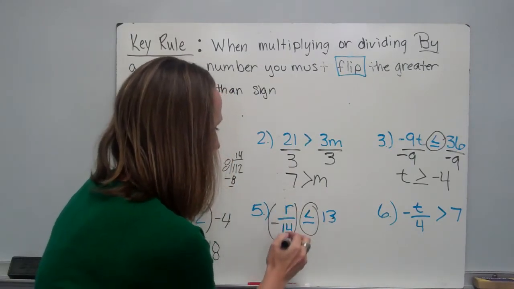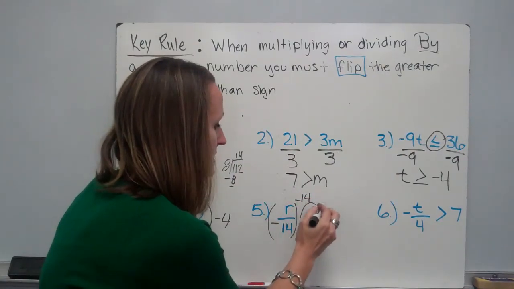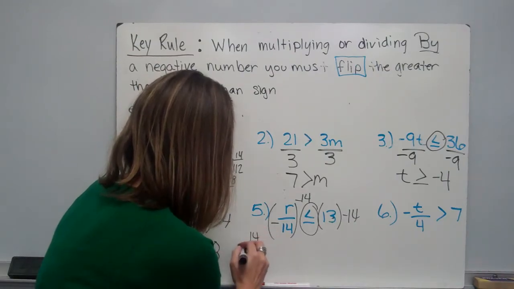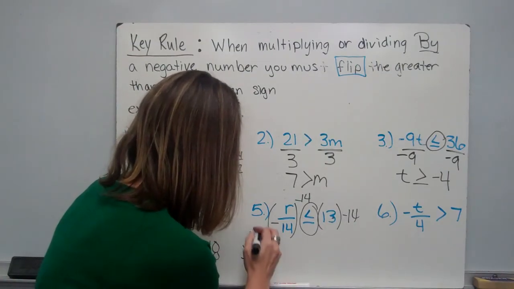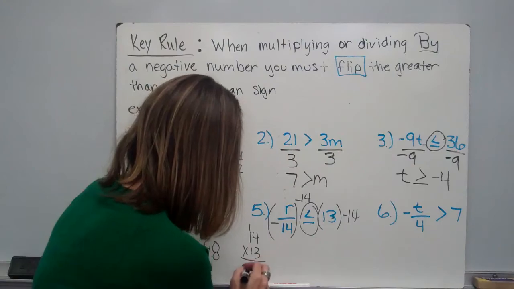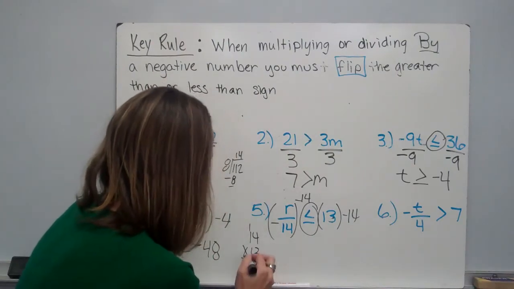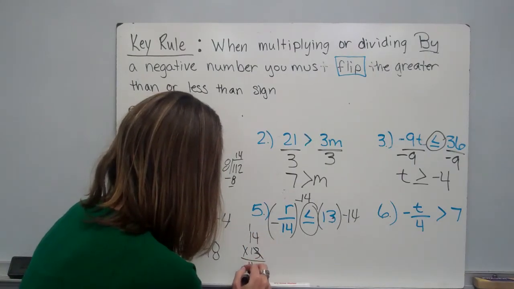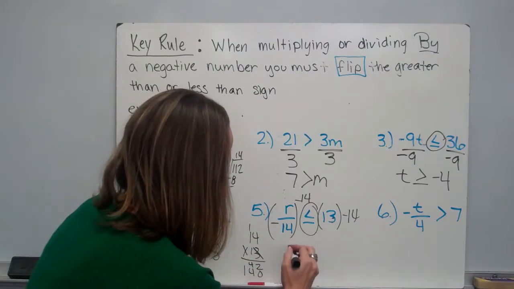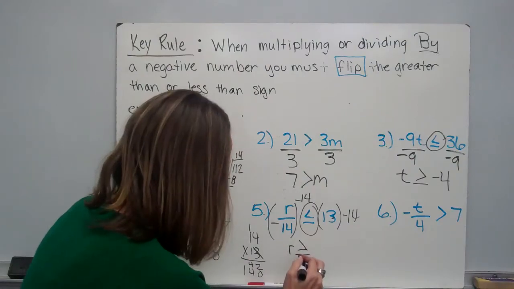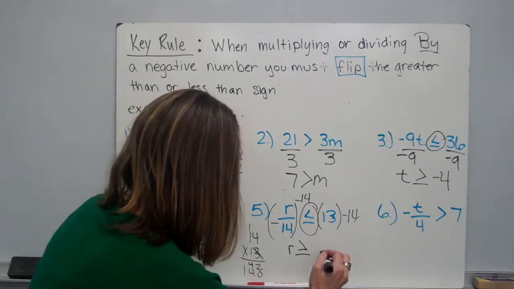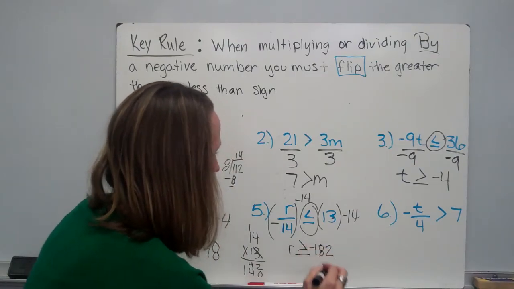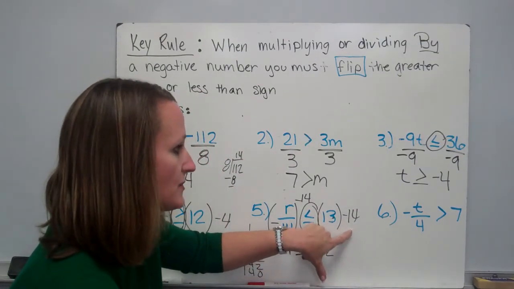So I'm going to multiply both sides by negative 14. I can't do that one in my head. Shame on me. 3 times 4 is 12. 1 times 3 is 3 plus 1, 42. So this becomes r. Flip your sign. 182. Negative 182, because a positive times a negative.